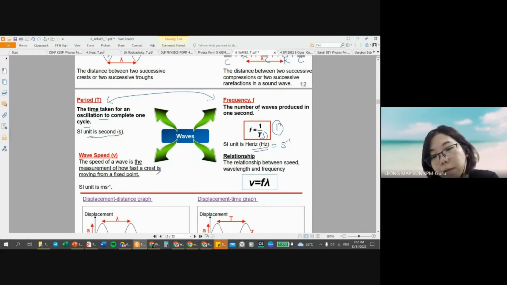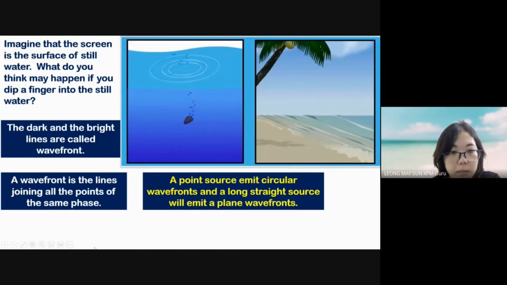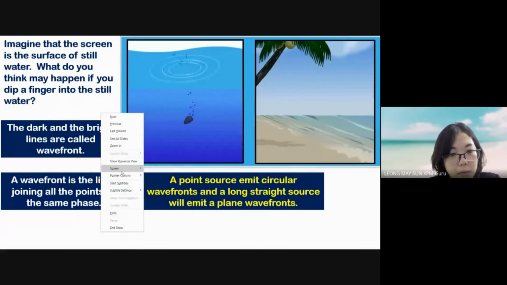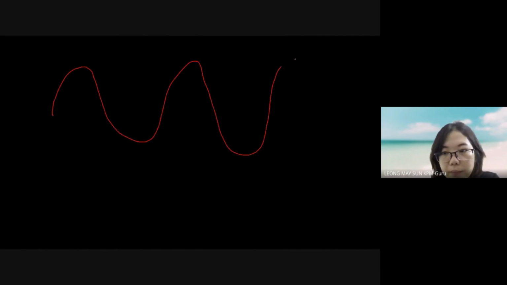Okay, I'm going to explain wave speed and then stop for today. Wave speed is a measurement of how fast a crest is moving from a fixed point. So here, if I have a wave, my drawing is not very nice, but hopefully you can understand.